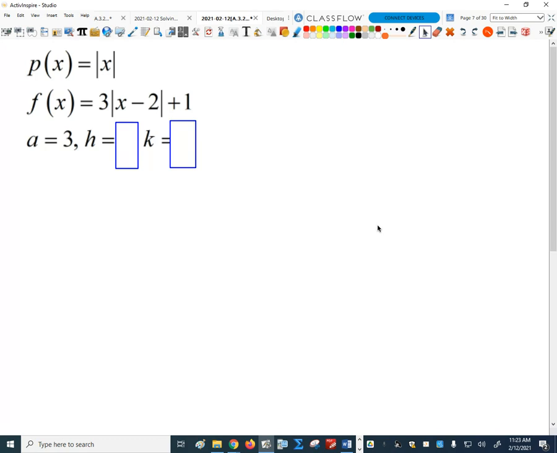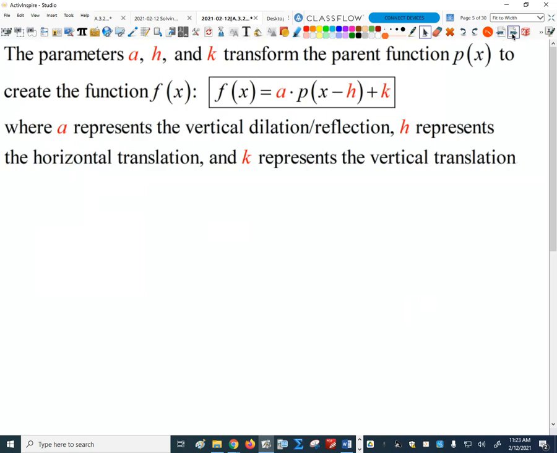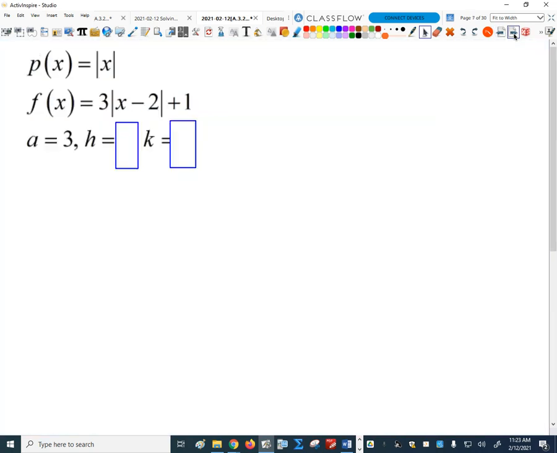Okay, what about the K? Jade, what's the value of K here? Remember, K is the number that's being added to the function outside the function, right? So Jade, what's the value of K? How about Lindsay? What's the value of K? It's 1. Good.